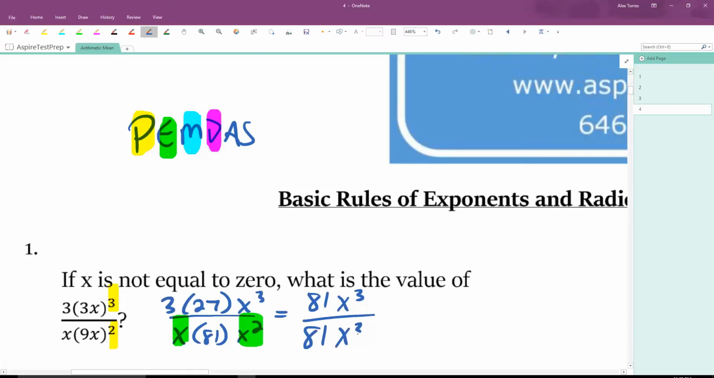So we end up with a fraction that has the same thing on the top as it has on the bottom. So the 81s cancel with each other. x to the third cancels with x to the third, leaving only the invisible number 1. So the answer to question 1 is 1.